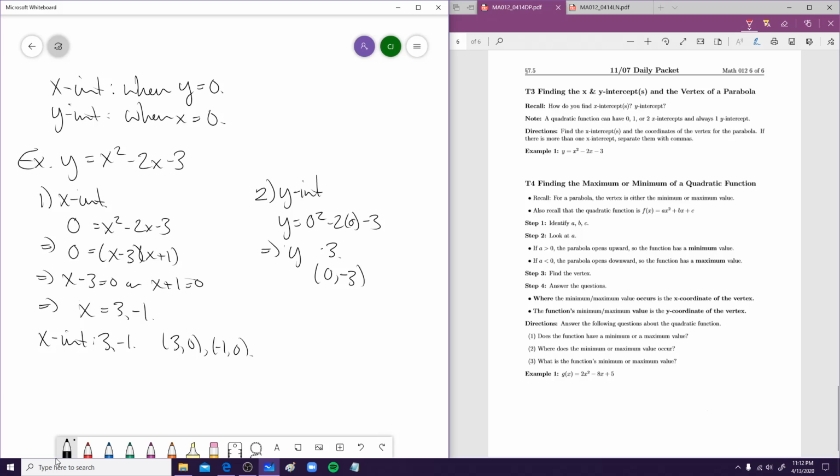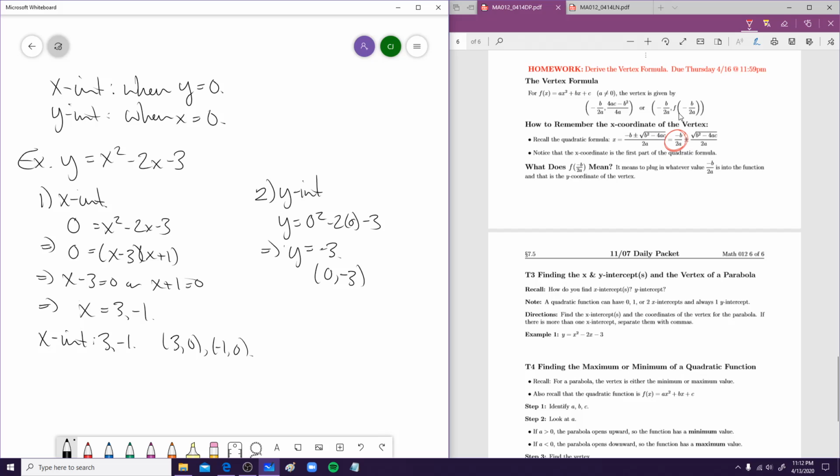Let's try one more time. So now, what are we going to do? Our last thing is we want to find the coordinate of the vertex for the parabola. As you can see, it does not say put it in vertex form. So what can we use? We can use the vertex formula. So what is it? It's going to be negative b over 2a.